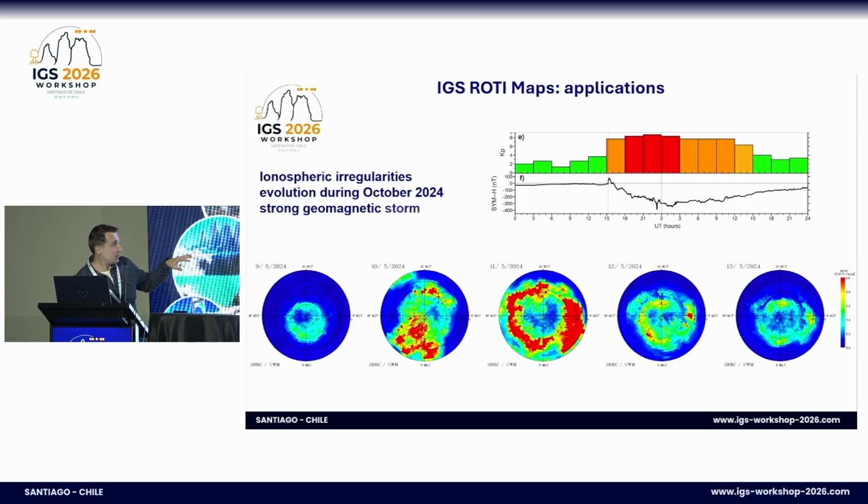This is another storm, also pretty strong. It's minus 300 nanotesla in terms of the DST or SYM-H index, and you can see first a pretty significant extension of the irregularities oval, as well as the recovery phase also maintaining irregularities occurrence up to mid-latitudes in this particular case.